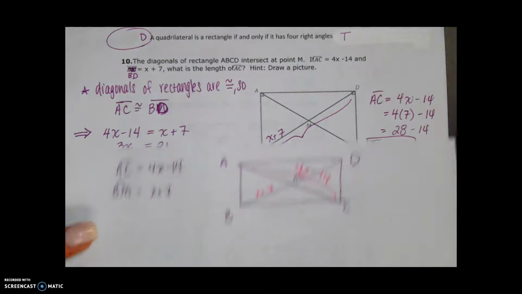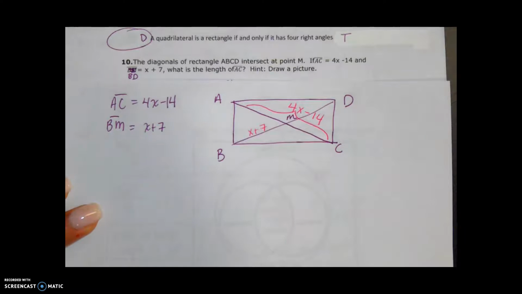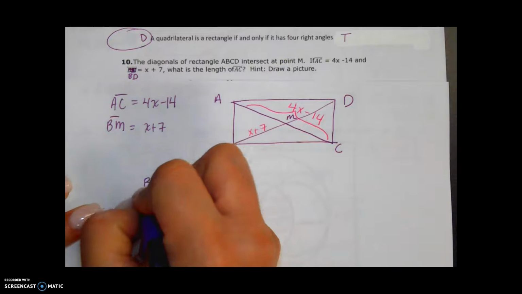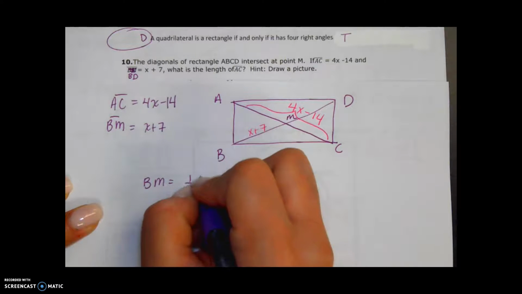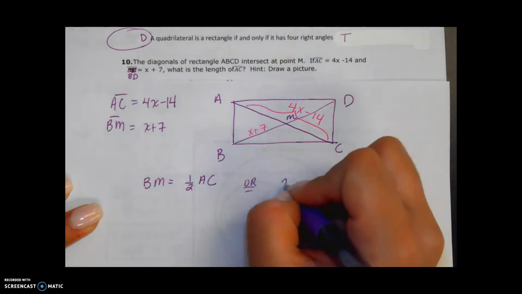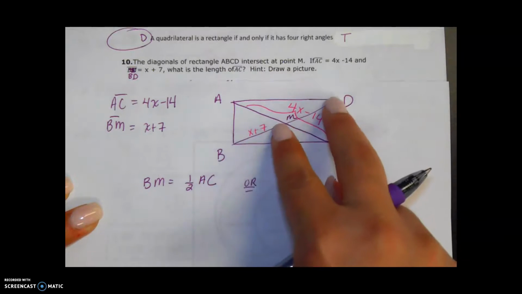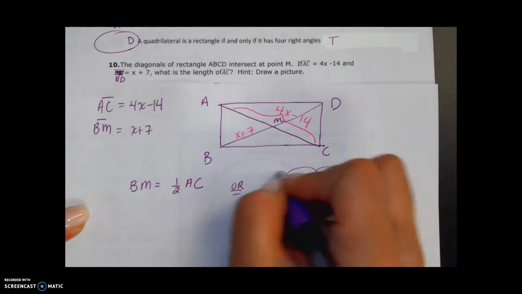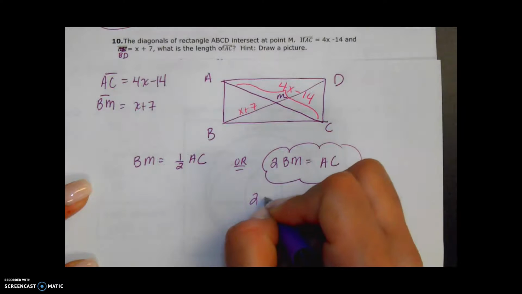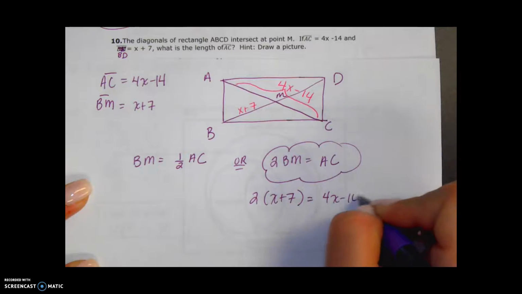So the way we would figure this one out is I know that from B to M, it is half of the diagonal. And so I would have to set up an equation where BM is half of AC. So BM is equal to 1/2 of AC. Or you could also say 2 times BM is AC, because 2 times this will give us the entire diagonal. I'm going to go with this formula here because less fractions. So let's set it up. 2 times BM, which is x plus 7, equals AC, which is 4x minus 14.